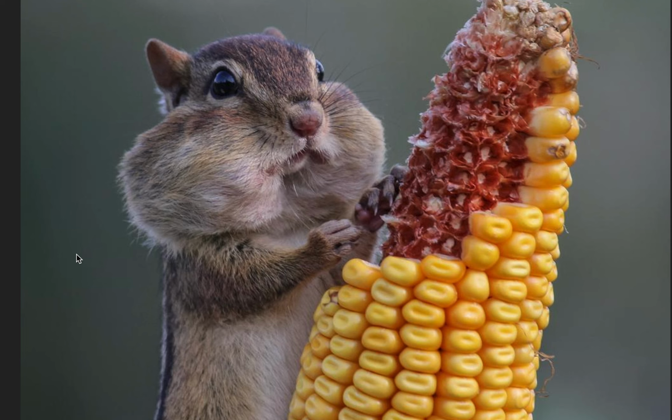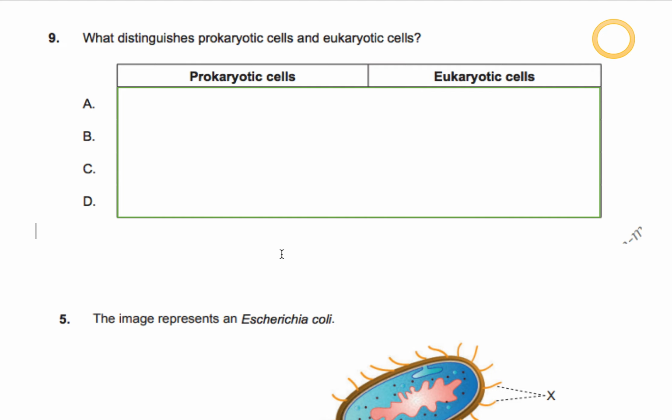In this video, we'll be looking at this squirrel eating some corn. Also, we'll be doing some multiple choice questions on the topic of prokaryotic and eukaryotic cells. Your teacher will definitely use some of these questions, so this is a good place to come to prepare for a test. Always practice what the exam will be, and that's doing questions. So let's get into it.